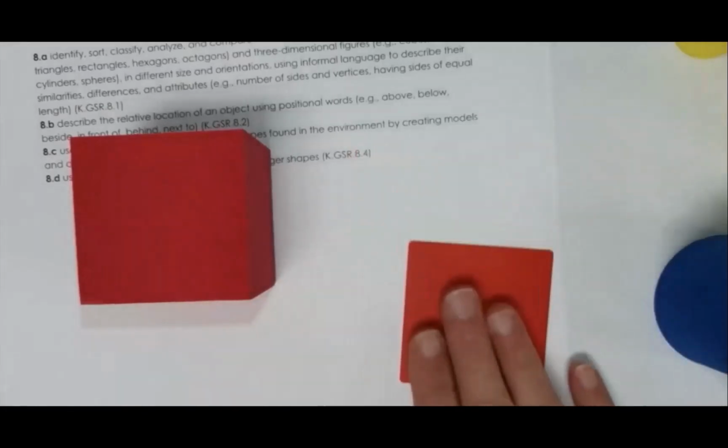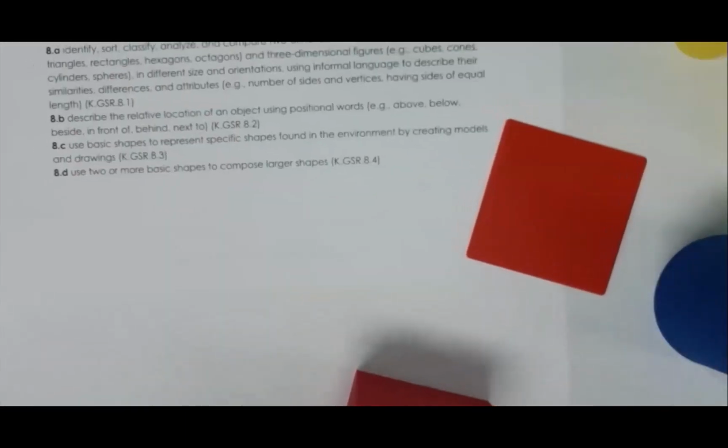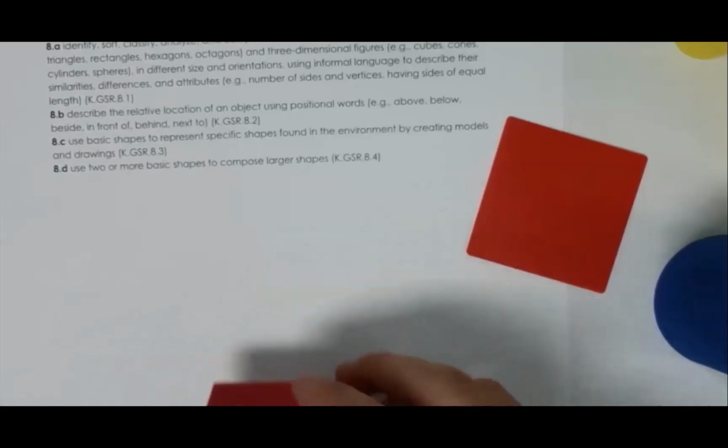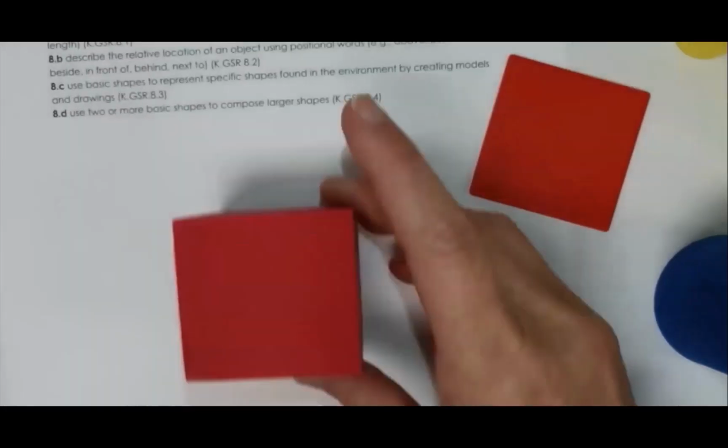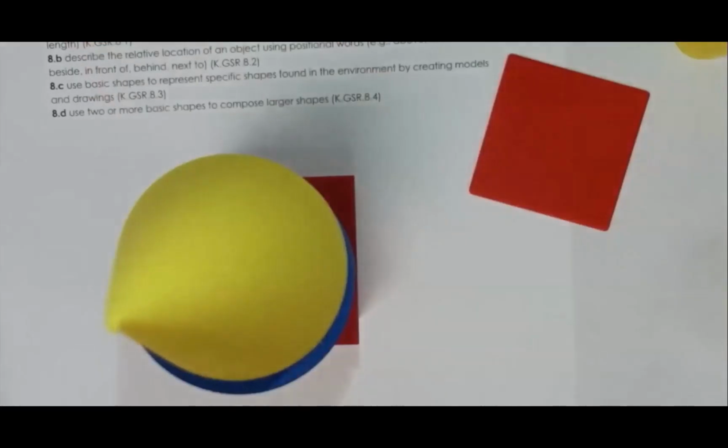As we continue to work with shapes, we will describe the relative location of objects using positional words. This we can actually probably integrate some with our 8D, where we use three-dimensional shapes to compose larger figures. We're not going to compose larger 3D shapes. But for example, I would normally stack these on top of each other. So I just put a cube on the bottom, then a cylinder, and then a cone. So I've kind of made a little building.